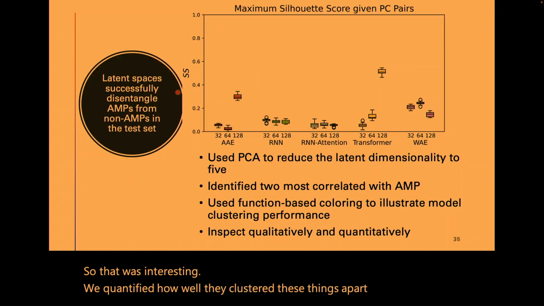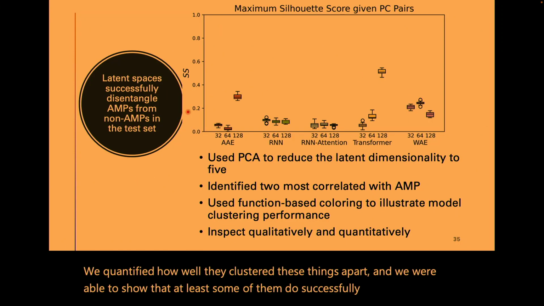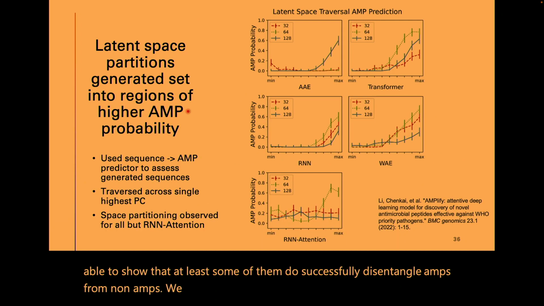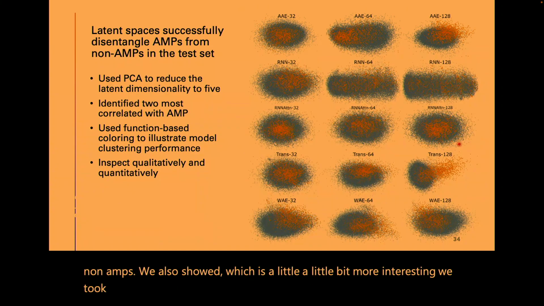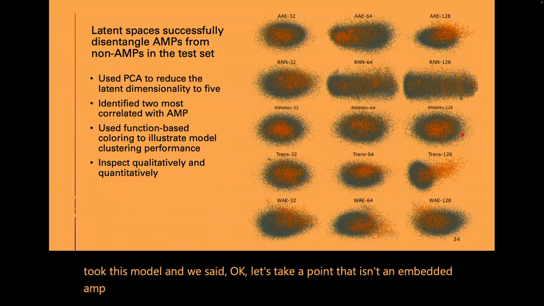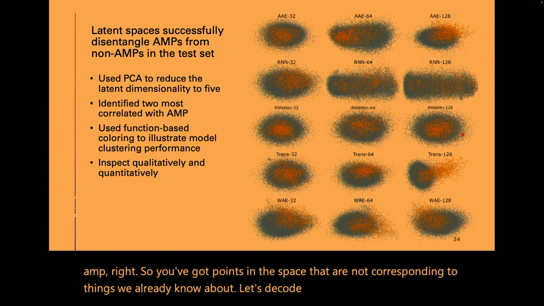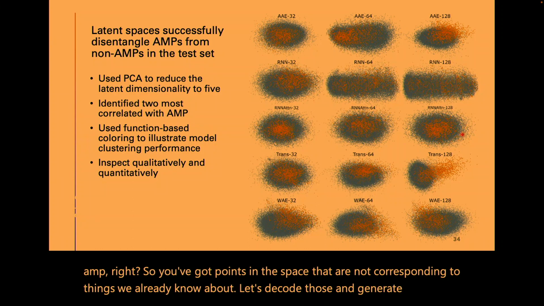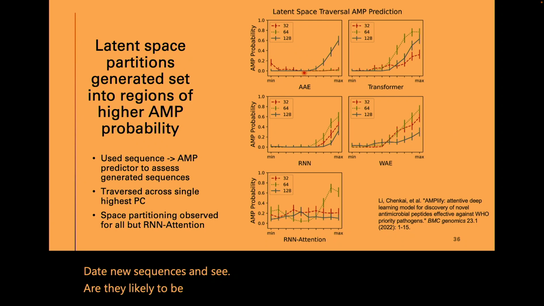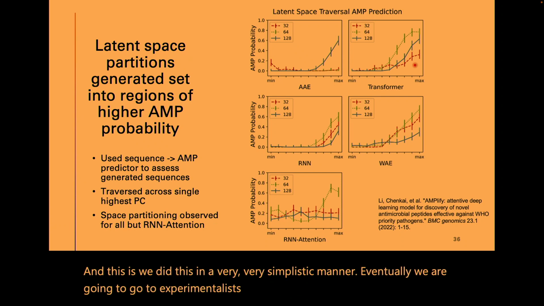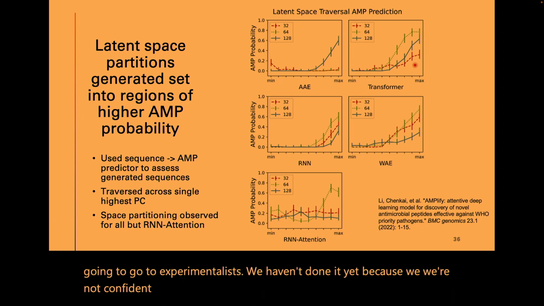So that was interesting. We quantified how well they clustered these things apart. And we were able to show that at least some of them do successfully disentangle AMPs from non-AMPs. We also showed, which is a little bit more interesting, we took this model and we said, okay, let's take a point that isn't an embedded AMP, right? So we've got points in the space that are not corresponding to things we already know about. Let's decode those and generate new sequences and see, are they likely to be antimicrobial? And we did this in a very, very simplistic manner. Eventually, we are going to go to experimentalists. We haven't done it yet because we're not confident enough that we've refined it well enough to trust it.